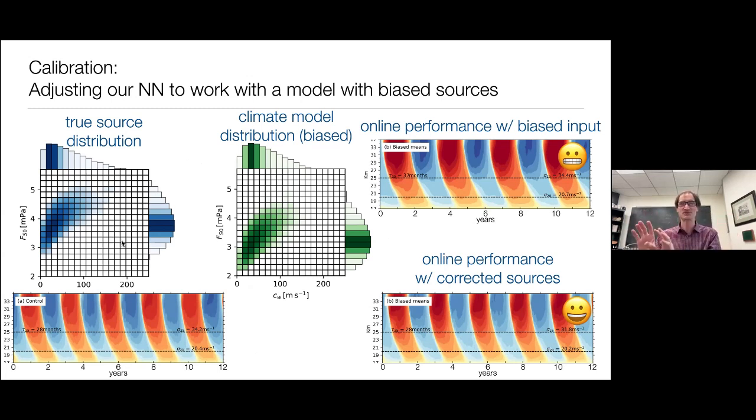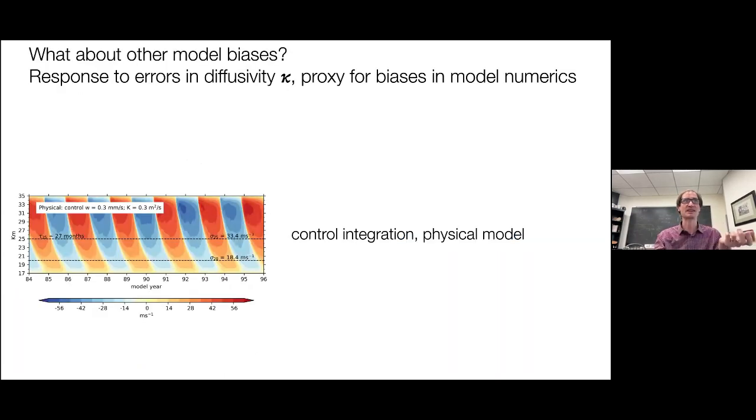It's saying, don't mess with the data-driven parameterization. Let's fix the inputs. But now we've been thinking about other problems that are probably more realistic. One is if you have other model biases that are not simply, oh, it's got the wrong convection. Here what we're showing is some simulations where you change the diffusivity, the kappa. We're thinking of that as a proxy for, okay, you have some biased model numerics, or you have some biases in your large-scale circulation. So your resolved waves aren't getting up there. They're not taking the momentum away.